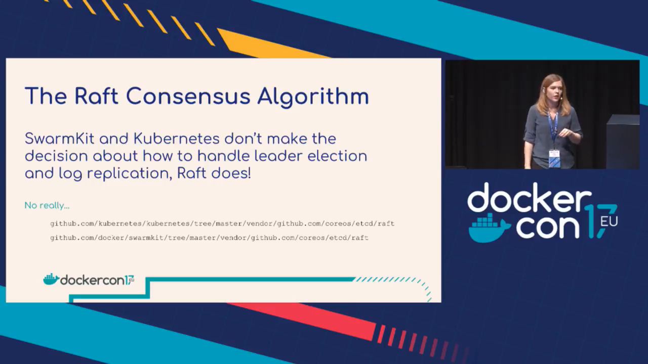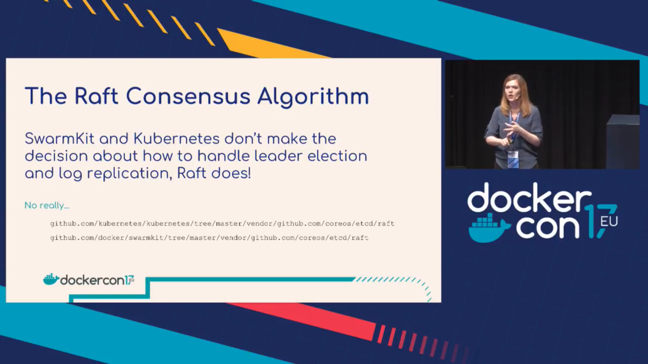So the important thing to note about this is that it's not Kubernetes making a choice or SwarmKit making a choice about things like leader election, log replication, split brain election cycles, all this stuff. It's Raft. They're simply implementing the protocol that's already been defined for them, which is why a lot of these patterns are repeated, because they're using shared components.